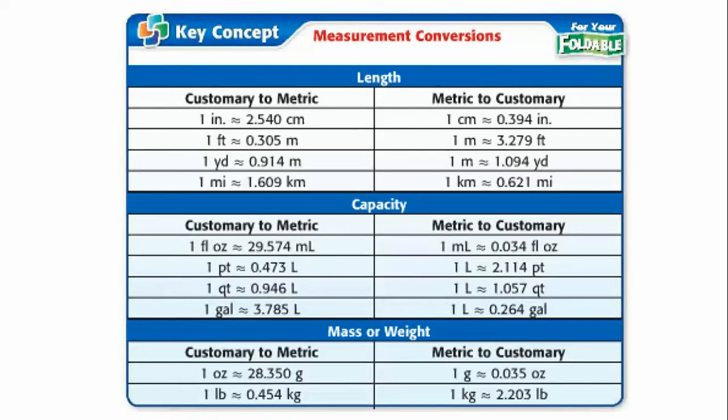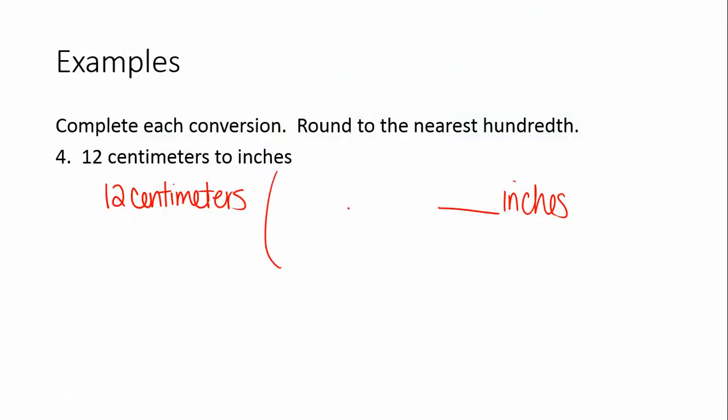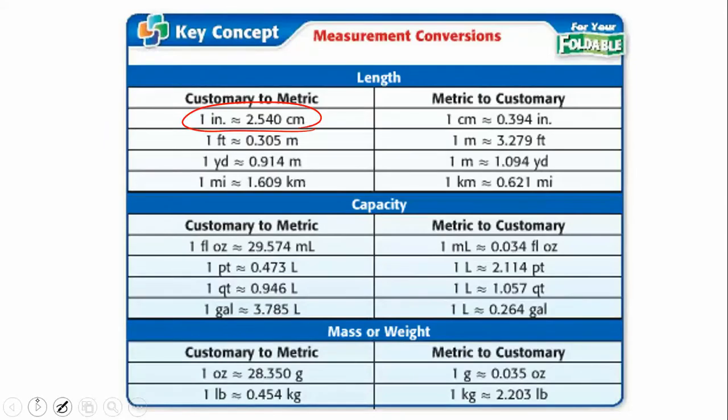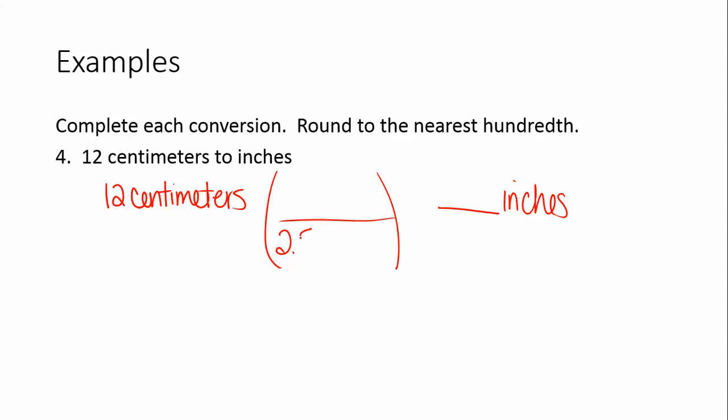So we want to use this conversion factor here. The 1 inch is about equal to 2.540 centimeters. So when we go back, the question is which one goes on top. Well, remember, you still want the same units to cancel. So if I have centimeters up here, I need centimeters down here. And it was 2.540 centimeters for every 1 inch.